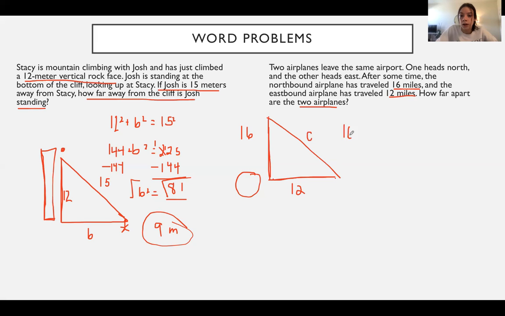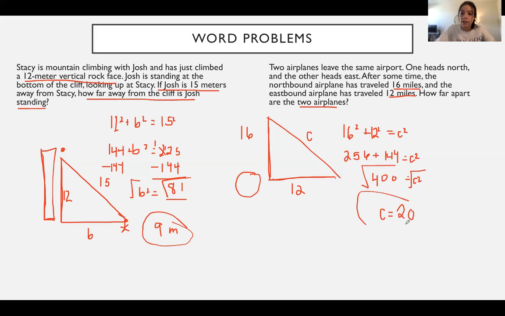So we have 16 squared plus 12 squared equals c squared. 16 squared is 256, plus 12 squared, which is 144, equals c squared. Now 256 plus 144 is going to be 400, equals c squared. If we take the square root of both sides, we get c equals 20.